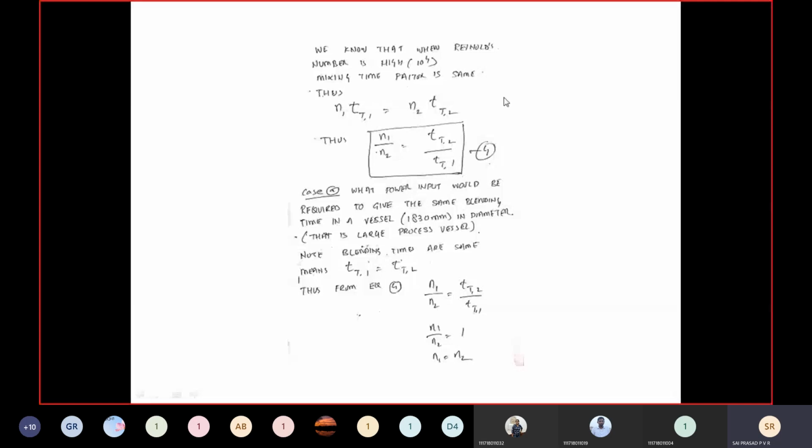Similarly, like I brought it, N1 Tt,1 is equal to N2 Tt,2, where N1 is the RPS in the pilot plant vessel. Tt,1 is the time taken for blending the liquids in the small process vessel. N2 is the RPS in the large process vessel. Tt,2 is the time required for mixing in the large process vessel. So now N1 by N2 gives me this equation.